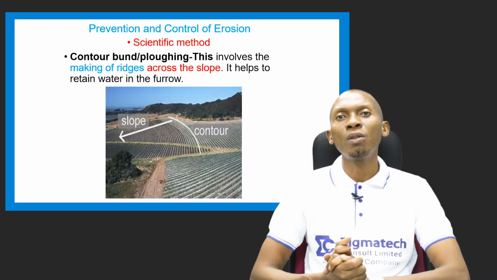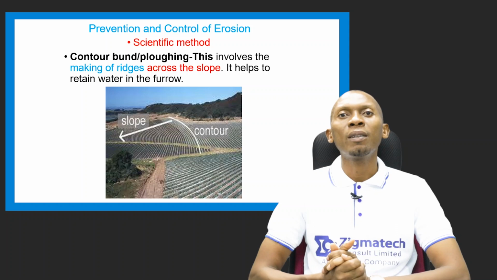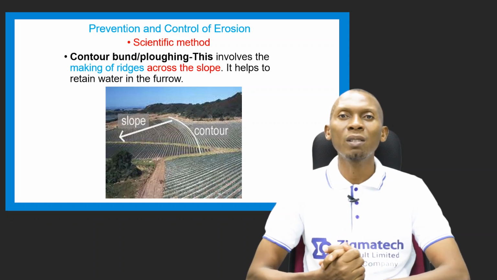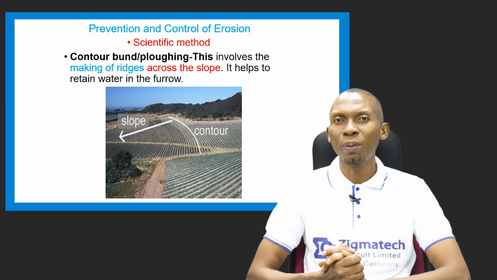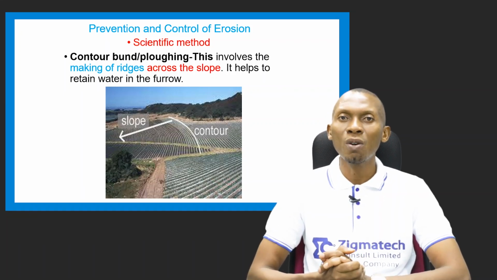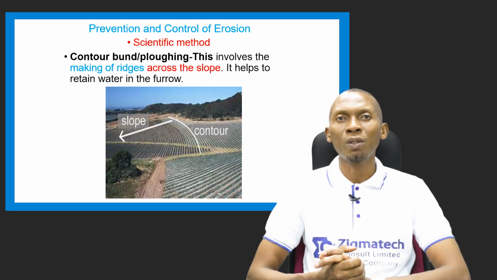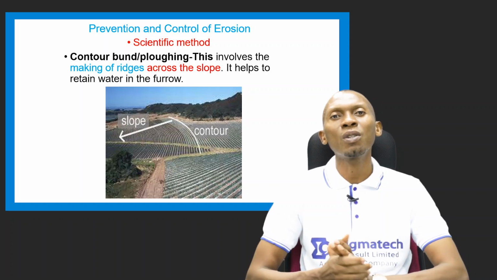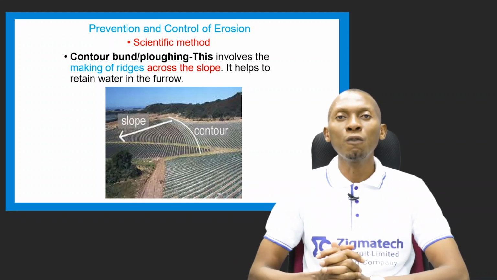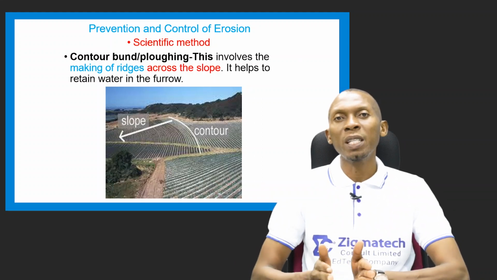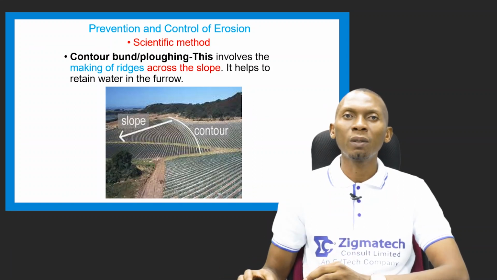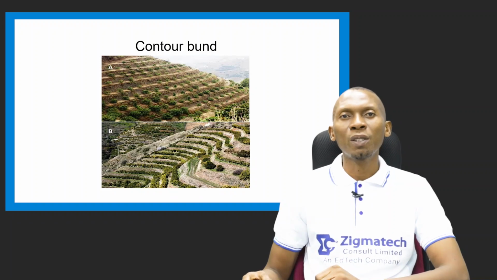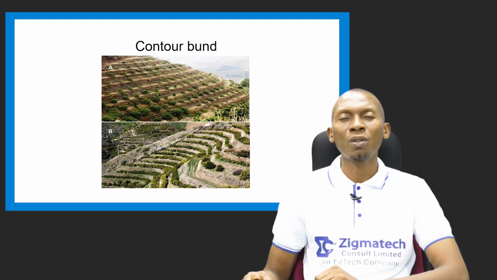We also have contour bonds or contour plowing. Now this has to do with making of ridges across the slope. The picture also helps us to understand. From that picture you can see the slope, you can see the contour. So when you make ridges across the slope, it's called contour bond or plowing, and it can also help to retain water in the furrows, which are the spaces between each ridge. That's the furrow, and that can help to prevent erosion. This picture also helps us to understand how contour bond or contour plowing is done or takes place.